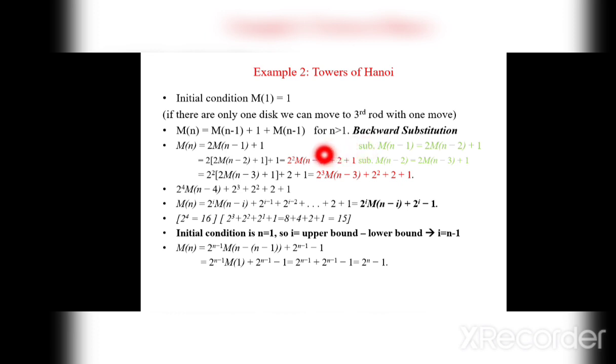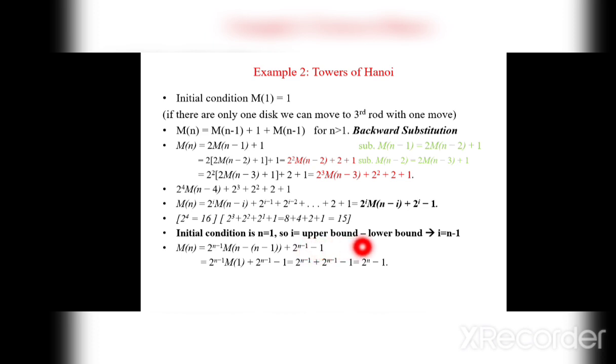Now we are going to use the backward substitution method to solve this recurrence relation. For backward substitution, we substitute n minus 1 in the first equation instead of n, and substitute this in terms of m of n minus 1. This substitution is called backward substitution. After applying the backward substitution method, we arrive at the equation m of n is equal to 2 power i m of n minus i plus 2 power i minus 1 plus 2 power i minus 2 plus up to 2 power 2 plus 1. We can rewrite this as 2 power i m of n minus i plus 2 power i minus 1. Here the initial condition is n equal to 1.